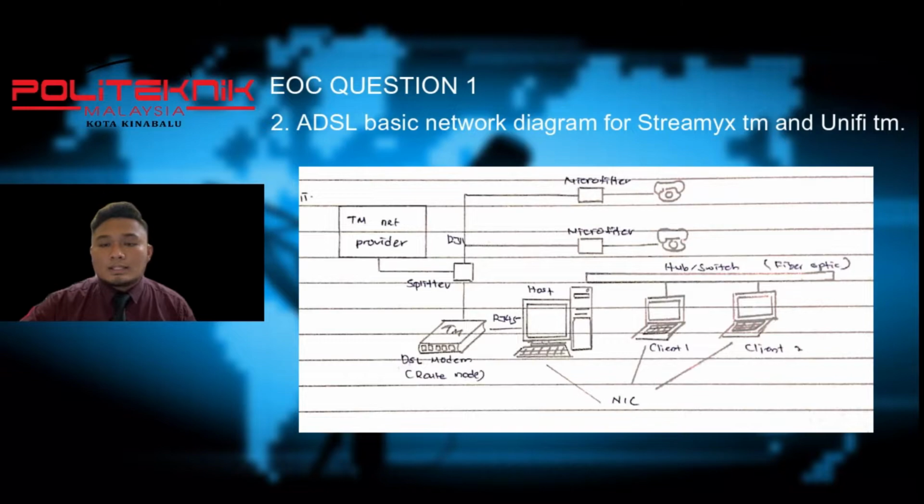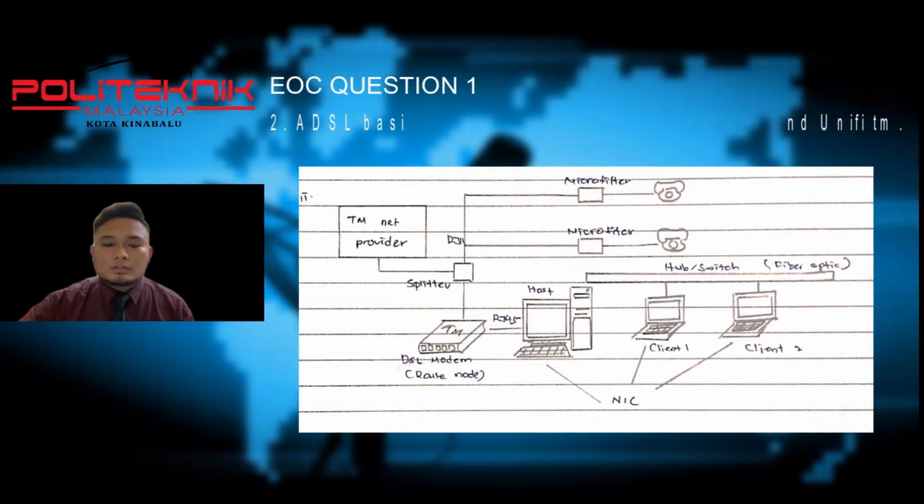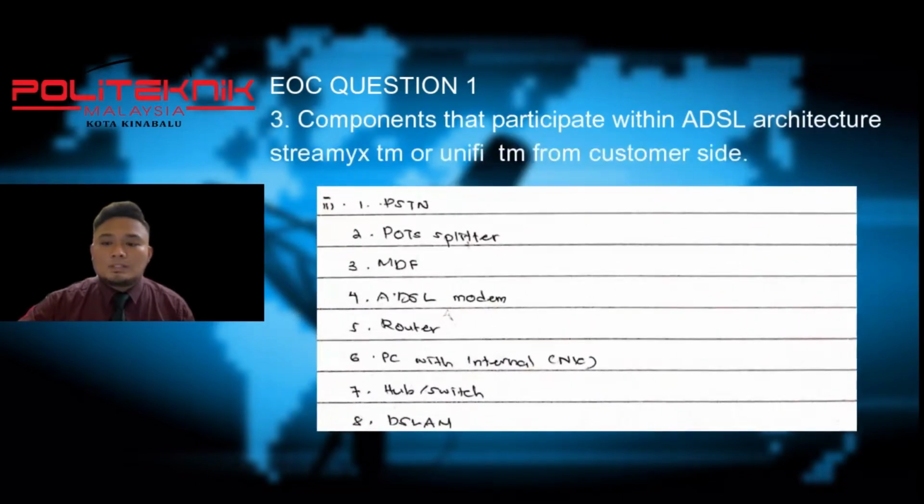Other than that, we can see there is a hub and switch connected to two laptops, client 1 and client 2, using fiber optic cable that enables the clients to get a high speed data connection. So that is basically how UniFi TM should work, using a fiber optic cable that enables the user to get a faster internet connection. The third question is about the components that participate in the ADSL architecture of StreamX TM or UniFi TM from the customer side.